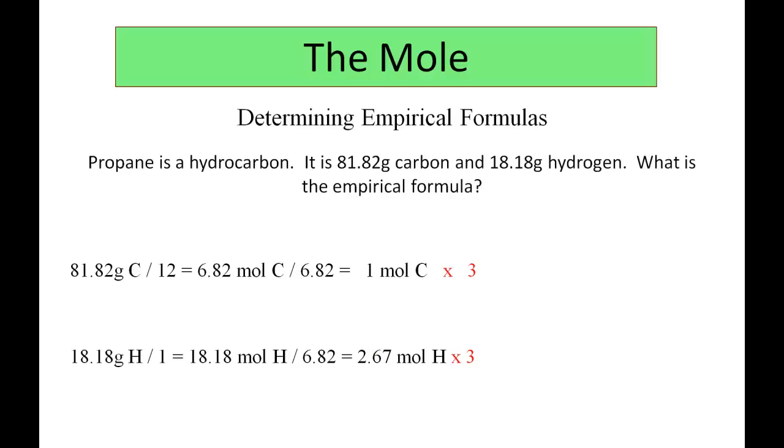I'm going to try 3. And notice if I multiply the moles of hydrogen by 3, I also have to multiply the moles of carbon by 3. And when I do that, I get 3 moles of carbon and 8.01 moles of hydrogen. Notice the 0.01 allows us to round the moles of hydrogen down to 8. So we have 3 moles of carbon for every 8 moles of hydrogen, and written as an empirical formula would be C3H8.